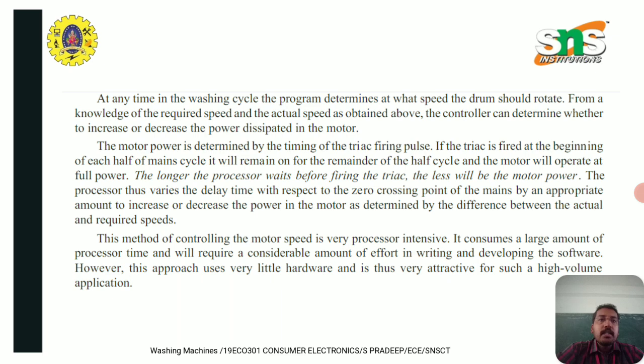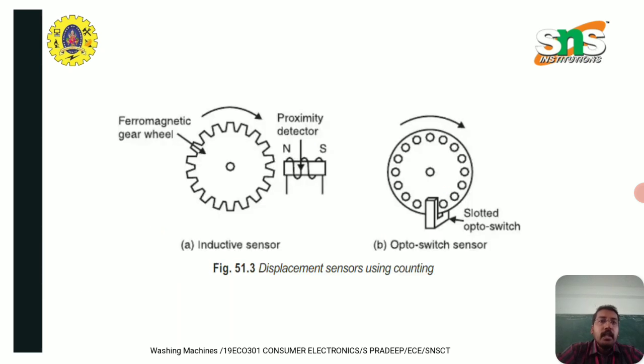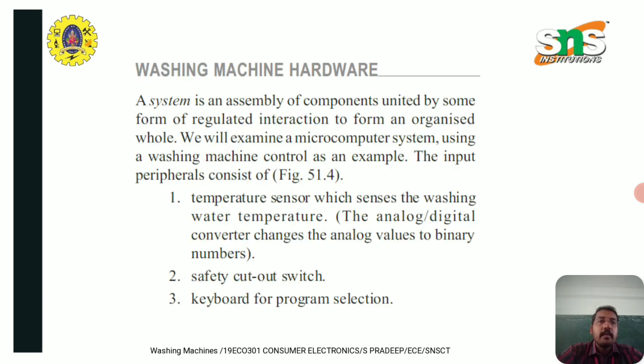The processor thus varies the delay time with respect to the zero crossing point of the mains by an appropriate amount to increase or decrease the power in the motor as determined by the difference between the actual and reference speeds. This method of controlling the motor speed is very processor intensive. Displacement sensors using counting is shown in this figure.